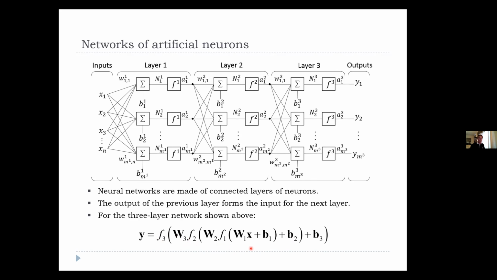So after the dust has settled on all the biological inspiration and all the topological connectivity here in the neural net, the result is actually pretty basic linear algebra with some nonlinear functions in between. So these weight matrices and these bias vectors are parameters of the neural network.